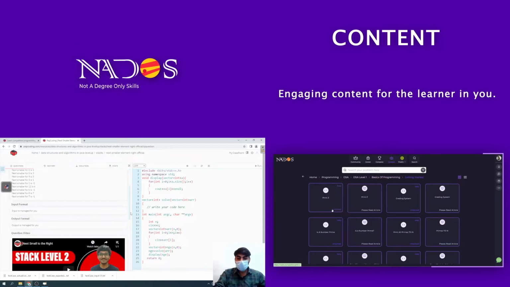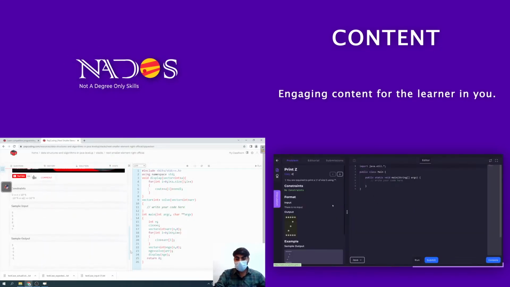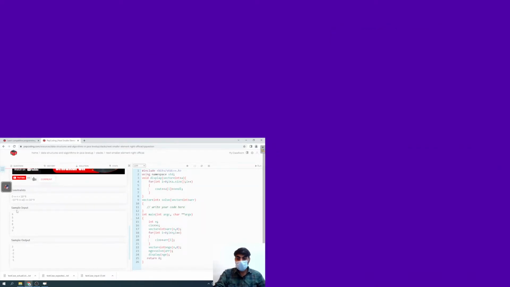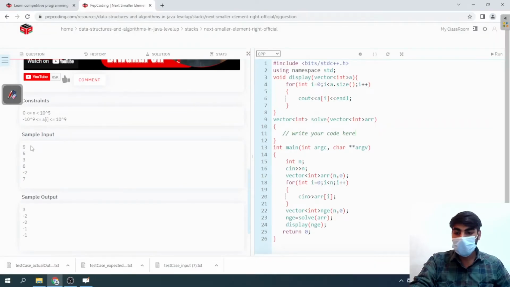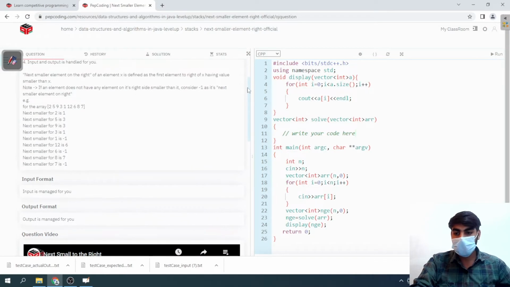Okay, so let's see the input and output. In the sample input they have given 5, 5 3 8 -2 7. So this is our sample input. In the sample output we have 3 -2 -2 -1 -1. So for the given sample input, this is our output. That's about the question. Let's move to our whiteboard and discuss our approach.